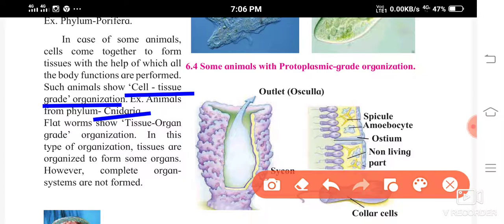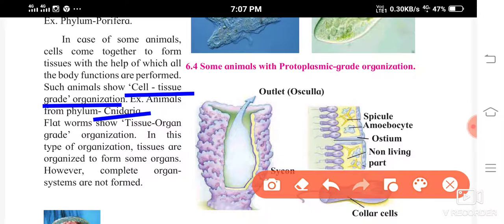Flatworms show tissue organ grade organization. In this type of organization, tissues are organized to form some organs. However, complete organ systems are not formed.